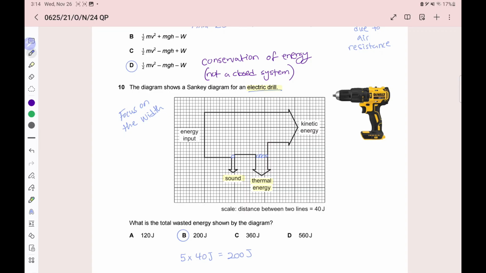Now, in order to calculate the wasted energy, we look at the width, and then also the fact that they told us the distance between two lines is 40 joules. So we have 1 here, so 1 square, then we have 4, so 5 times 40 joules is 200 joules, so your answer is B. And that's it for part 1.